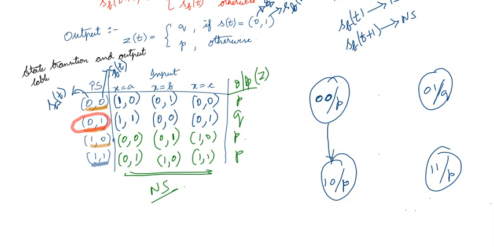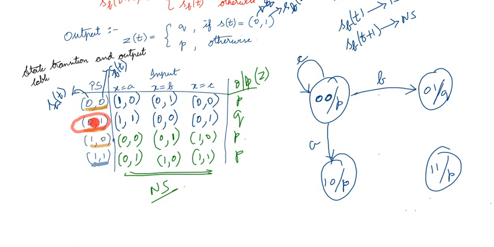Similarly, when the input is B, we go to the state 0, 1. When the input is C, from the present state 0, 0, we go to the same state. Okay, right? Similarly, you can fill in the others.